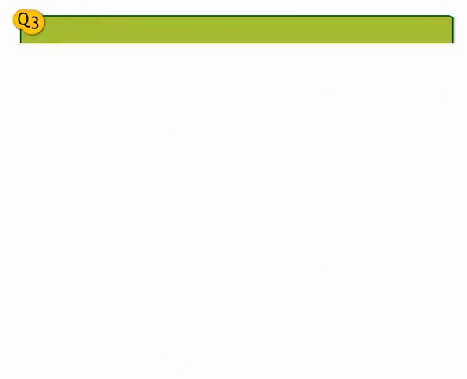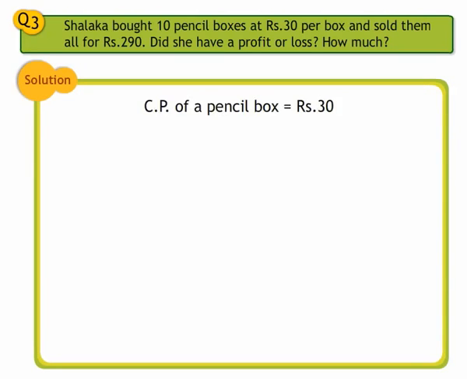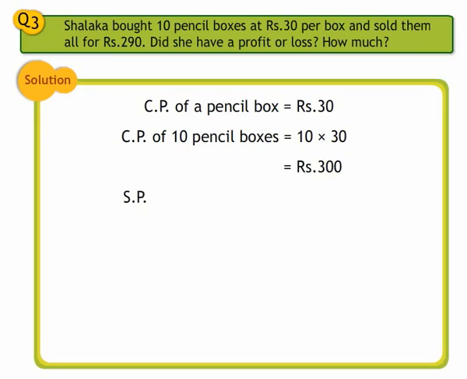3. Shalaka bought 10 pencil boxes at rupees 30 per box and sold them all for rupees 290. Did she have a profit or loss? How much? Solution. Cost price of pencil box is rupees 30 per box. Hence, cost price of 10 pencil boxes is 10 into 30, which is rupees 300. Selling price of 10 pencil boxes is rupees 290.